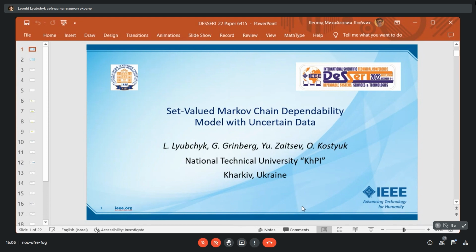In our department, we have a scientific team which works in the field of mathematical modeling and machine learning with application to large-scale system analysis and design, particularly in the application of these methods to dependability and reliability analysis. So we present two papers devoted to topics from mathematical models and machine learning. Our first paper is Set-valued Markov chain dependability model with uncertain data.